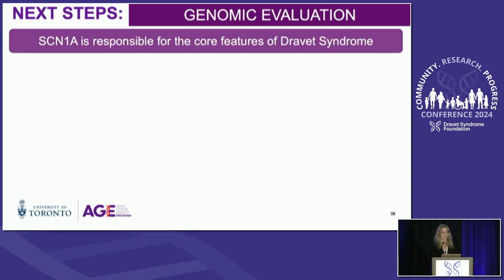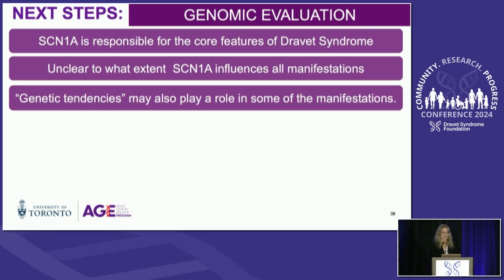So we know that SCN1A is responsible for a lot of things, but even then, some patients are better than others. And we want to understand to what extent the genetic mutation is responsible for the things we see. So, you know, we always talk about genetic tendencies. So in my case, for example, I have a genetic tendency to have high blood pressure because it runs in my family, both sides of my family.